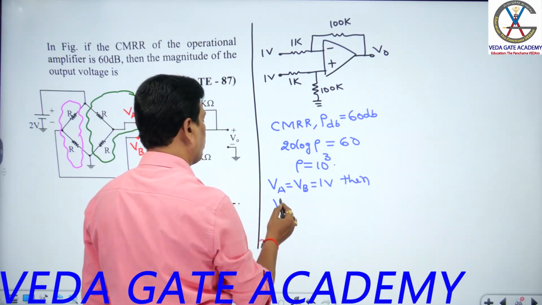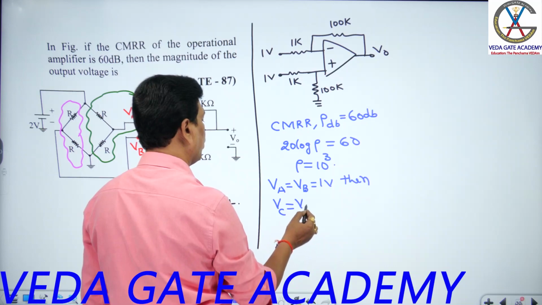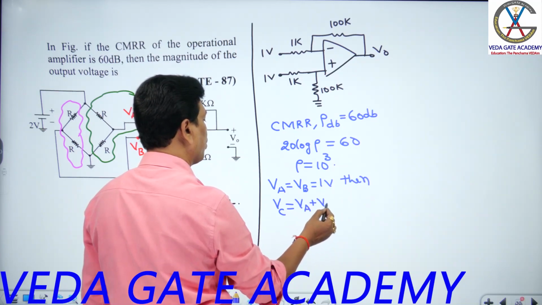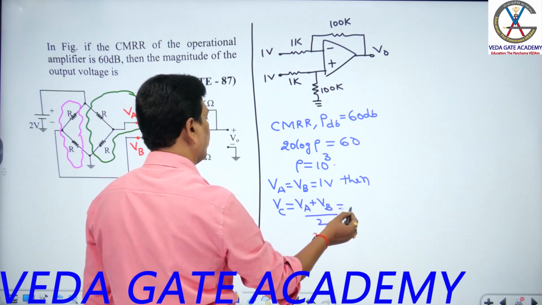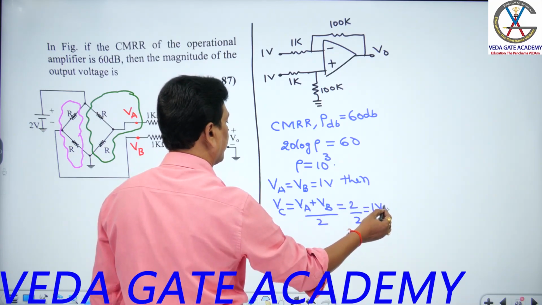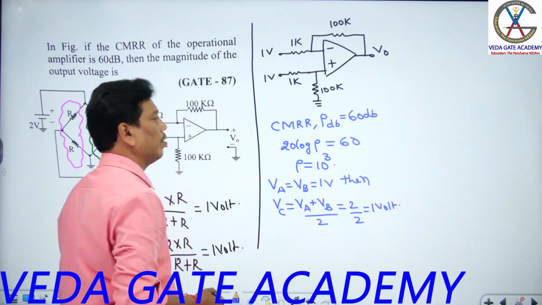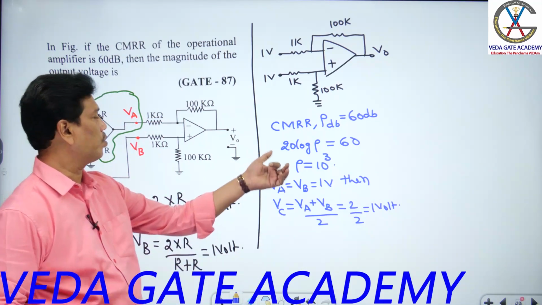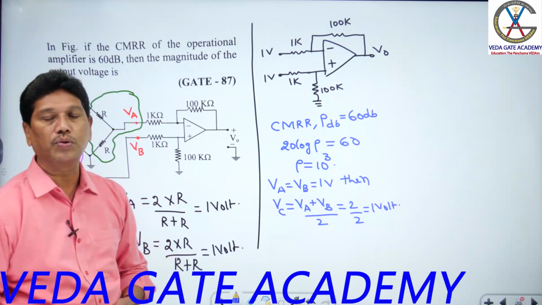Then common mode voltage VC equal to VA plus VB by 2. That equal to what, sir? 2 by 2, that equal to 1 volt. Got it, students? That equal to how much, sir? 1 volt.